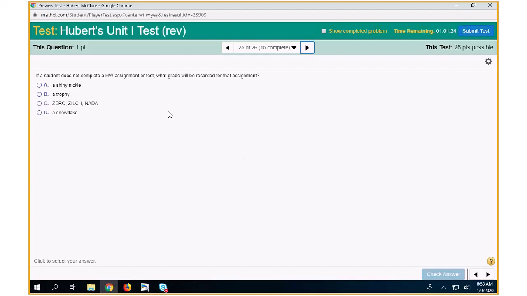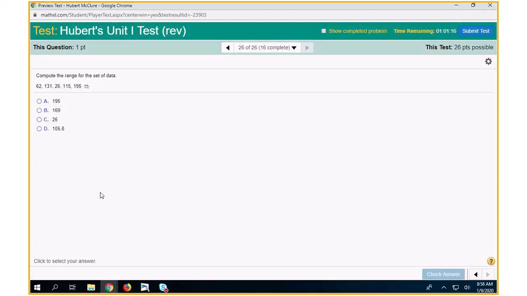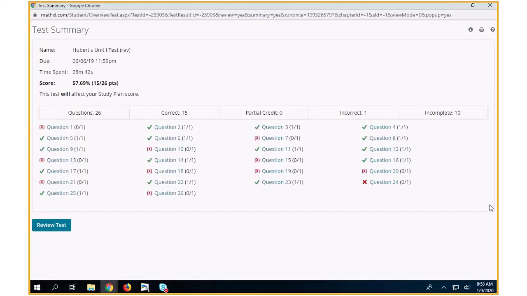If a student does not complete a homework assignment or test, what grade will be recorded? And 26 is a math question. So let's submit, and let's say that we have no clue what's going on in this class. Let's see what I can make on the test. I made a 58.